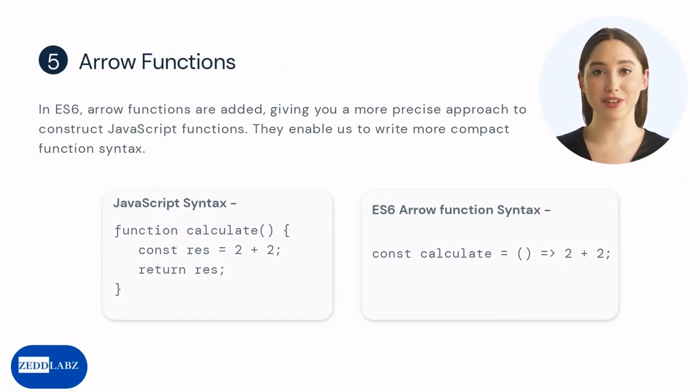Now at the end of the video, let's get to know about arrow functions. In ES6, arrow functions are added, giving you a more precise approach to construct JavaScript functions. They enable us to write more compact function syntax. Your code becomes more readable and organized thanks to arrow functions. As you can see in the above code example, arrow functions are easy to understand and make our code shorter and cleaner.